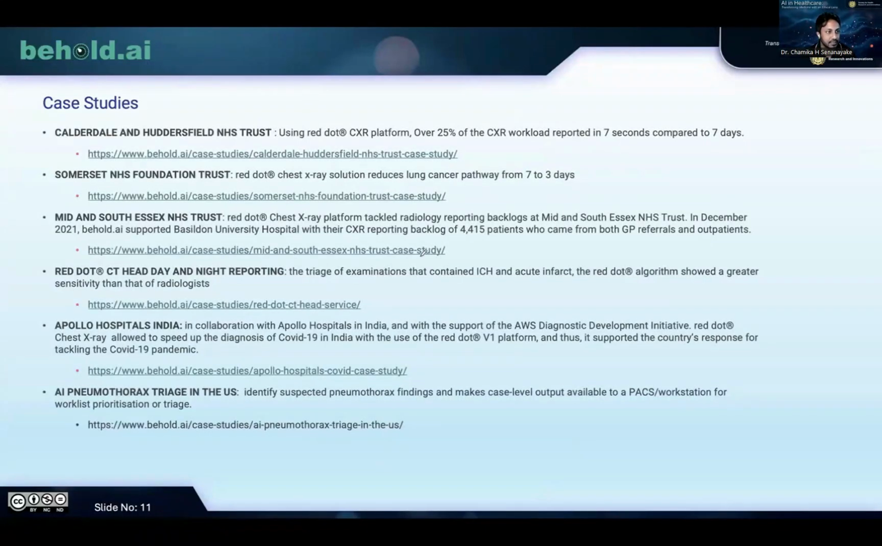So these are some of the case studies of Behold AI, using the Red Dot systems. They have been used in the Calderdale and Huddersfield NHS Trust, Somerset, and Mid and South Essex NHS Trust. And also it's been used in Apollo Hospital, India as well. And also in the US to detect pneumothorax with AI-based triage as well. So the applications are endless.